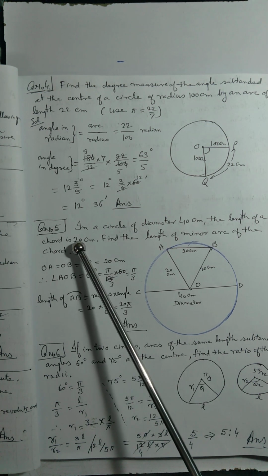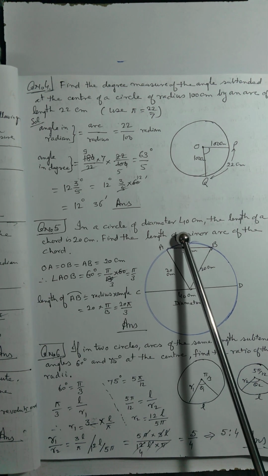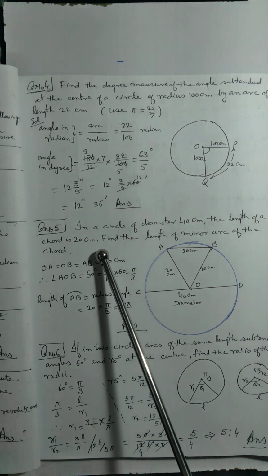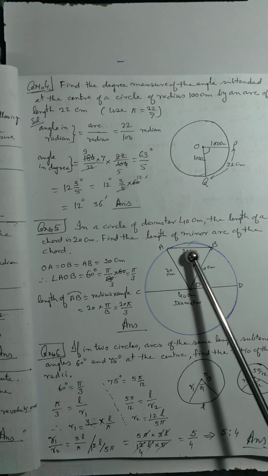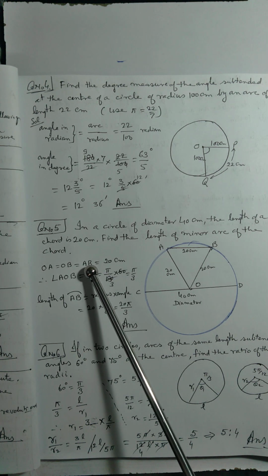Now come to question number 5. In a circle, the diameter is 40 centimeter, the length of a chord is 20 centimeter. Find the length of minor arc of the chord.